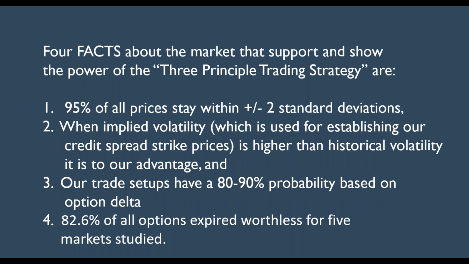In summary, the 3 principal trading strategy. There are 4 facts about the market that support and show the power of the 3 principal trading strategy. 95% of all prices stay within the plus or minus 2 standard deviation of the regression channel. When implied volatility is higher than historical volatility, it's in our advantage. Our trade setups have an 80 to 90% probability based on delta. And 82.6% of all out of the money options expire worthless.